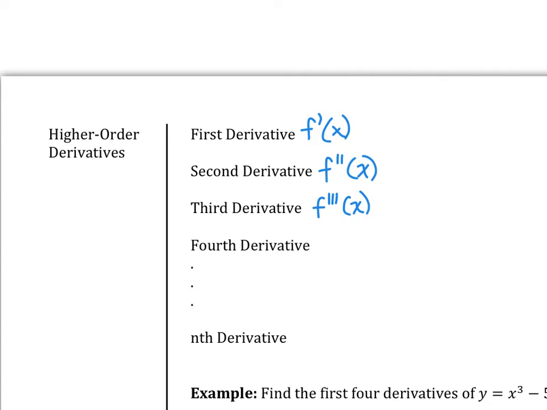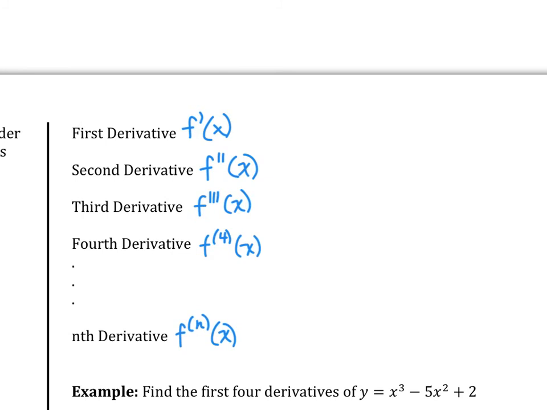Now starting with the fourth derivative, we don't actually write it like this because it just gets very messy. So we write it like this: f, and then parentheses 4, x. And if you want the nth derivative, we would say f, parentheses n, and then x. Okay, let's look at other notations.